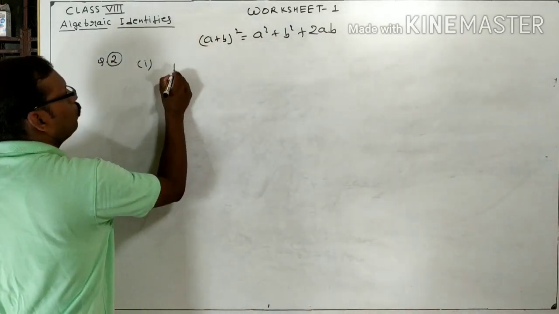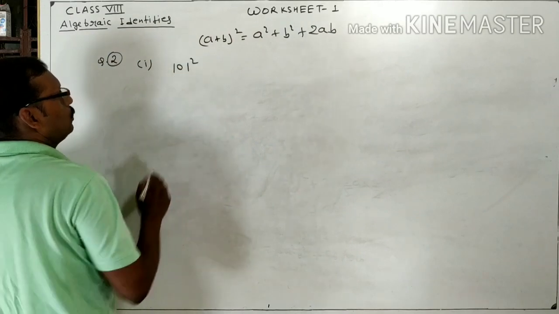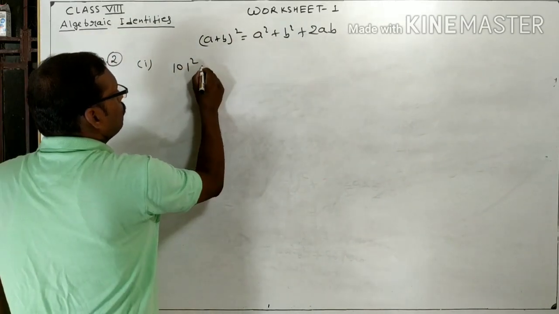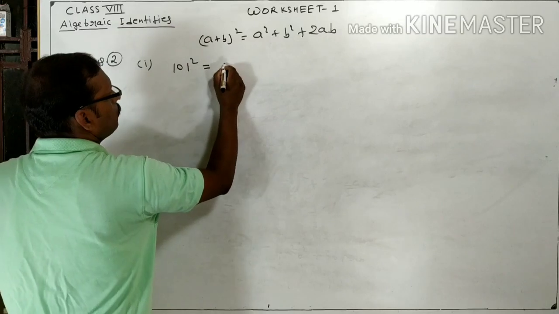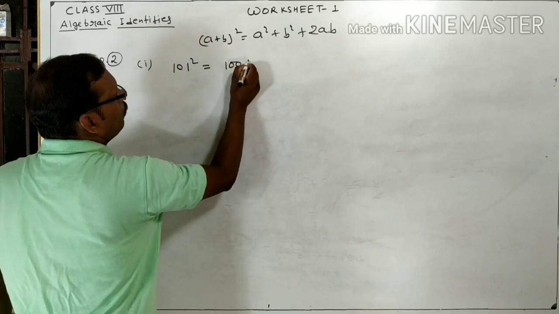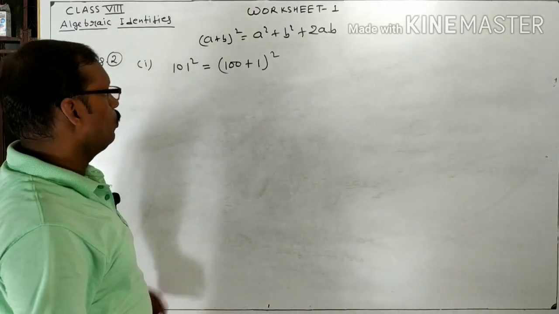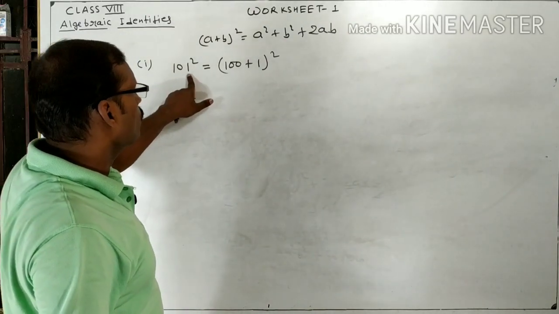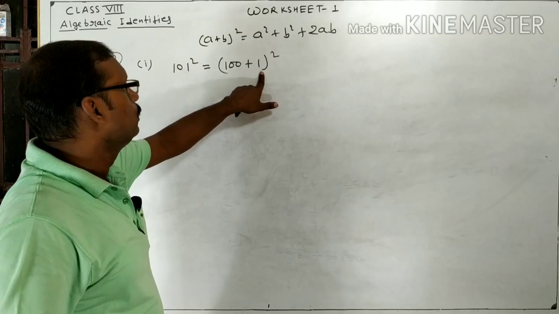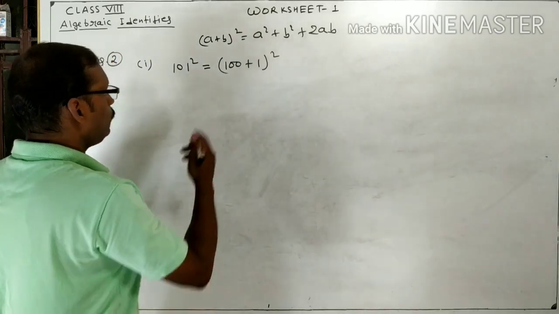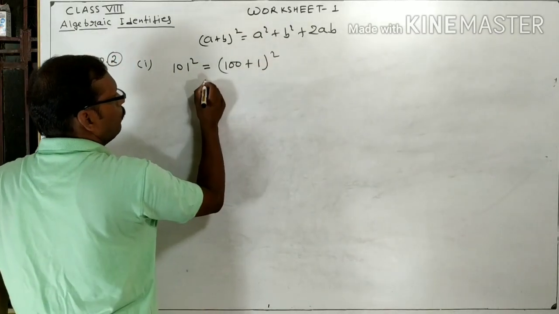101 square. We write this as 100 plus 1 whole square. Split 101 into 100 plus 1, break it, and apply the formula.